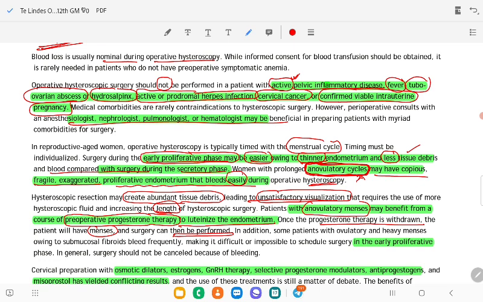So if the patient has an anovulatory cycle, you will give preoperative progesterone therapy. After some days you withdraw the progesterone, menses will happen, and after that surgery can be started. In addition, some patients have ovulatory cycles but heavy menses, and in those cases you can give treatment, because bleeding can make the surgery difficult or impossible. So the early proliferative phase is generally preferred. Surgery should not be cancelled because of bleeding.